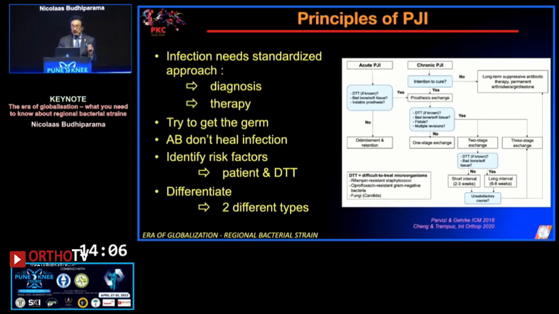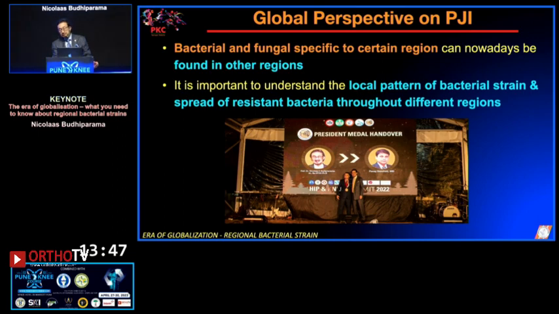So the principle of the treatment of PJI, you have to know the diagnosis and the good therapy and try to get the germ. But don't forget, antibiotics don't heal the infections, and identify the risk factors from the patient's perspective and from the difficult-to-treat microorganism. But what I would like to share with you today is a global perspective on PJI. Remember, bacterial and fungal species specific to certain regions can nowadays be found in other regions, and local patterns of the bacterial strains and spread of resistant bacteria throughout the different regions.